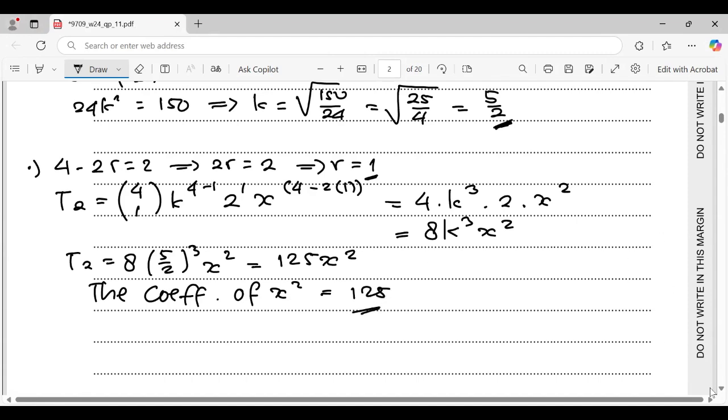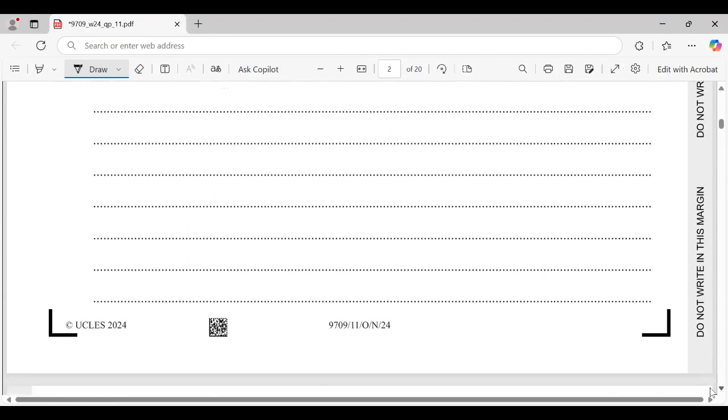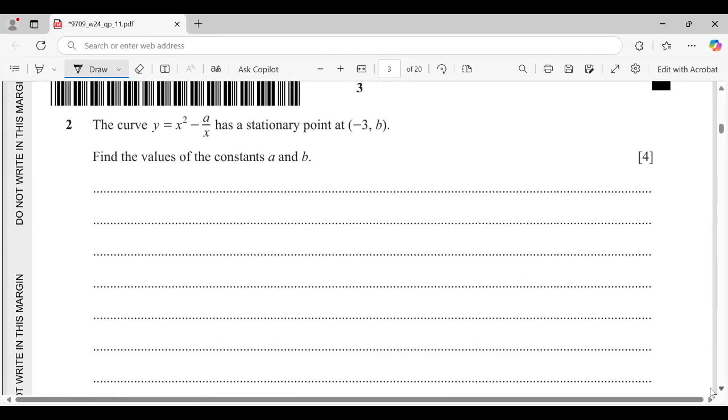Next question. The curve y equals x squared minus a over x has a stationary point at (-3, b). Find the values of the constants a and b.